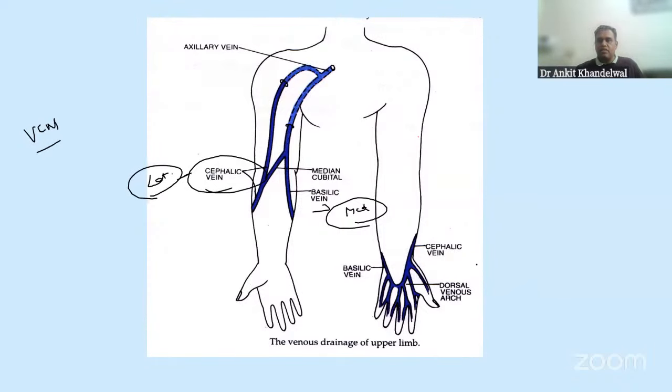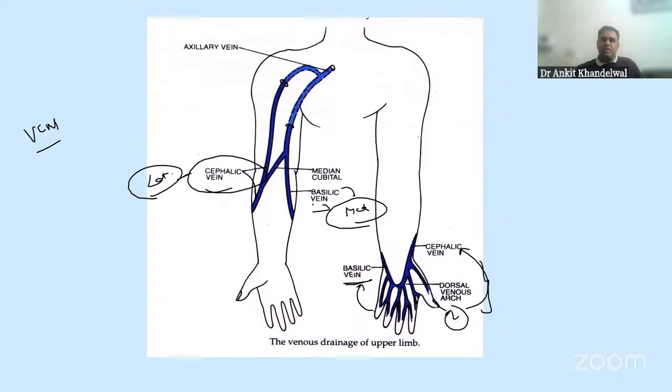Here we can see this is the dorsal venous arch, that is the back of the hand over here. You can always see a lot of veins over here. Okay, and from the thumb side, that is the lateral side, we have the cephalic vein. From the little finger side, we have the basilic vein. Therefore, the basilic vein runs medially.